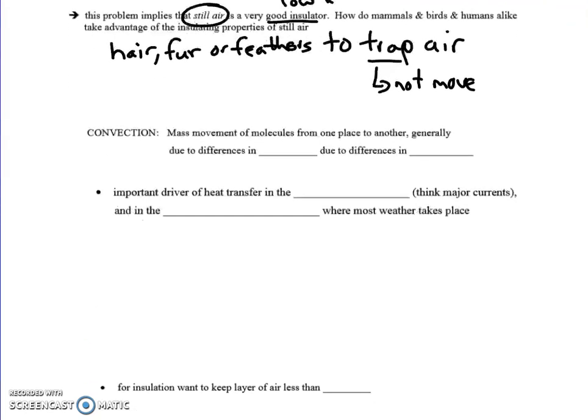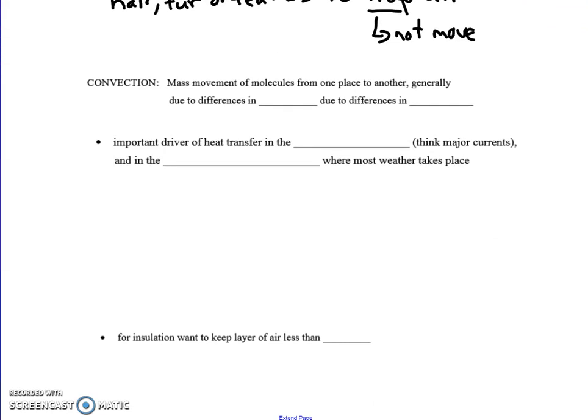Okay, so we'll finish up. Let's talk about the last one, and that is convection. Again, it looks like my diagrams did not copy over, so I'll leave it to you to look at yours. So what distinguishes convection from radiation? Radiation is just electromagnetic radiation coming off an object where there's no material between. There can be, but there doesn't have to be. Conduction is where you have literal contact between your hot body and your cold body. Convection is the mass movement of molecules from one place to another. So you're literally having an air mass or a water mass move, generally due to differences in density, due to differences in temperature.